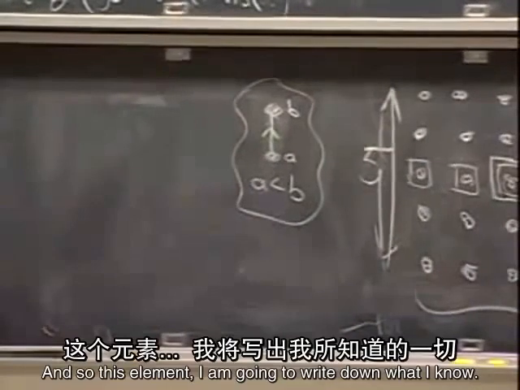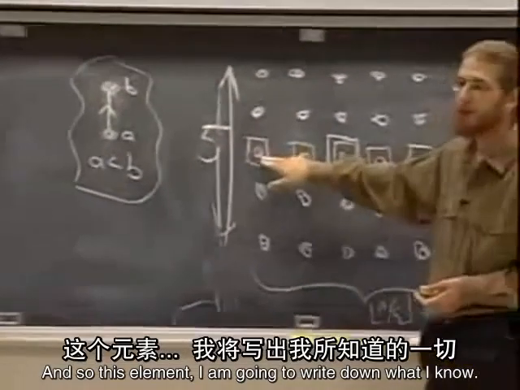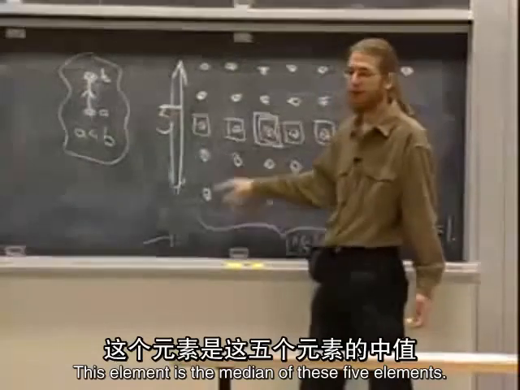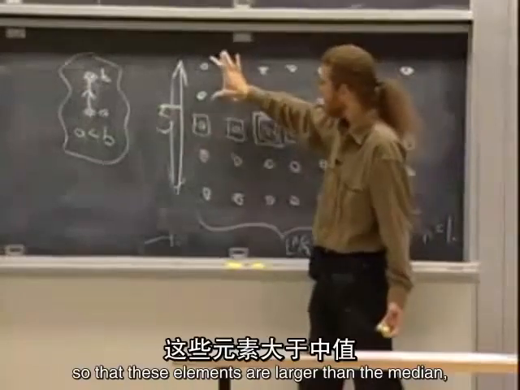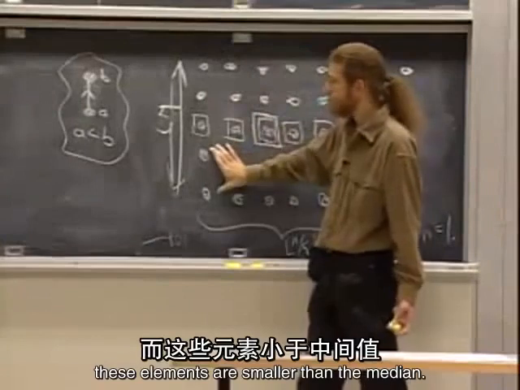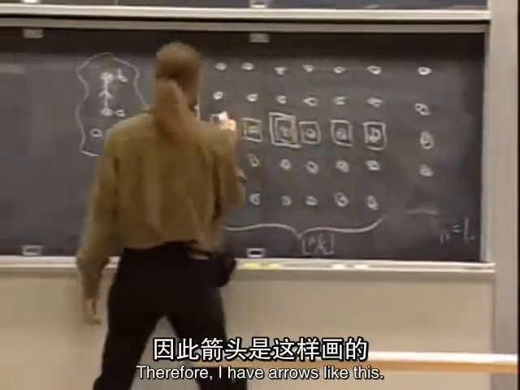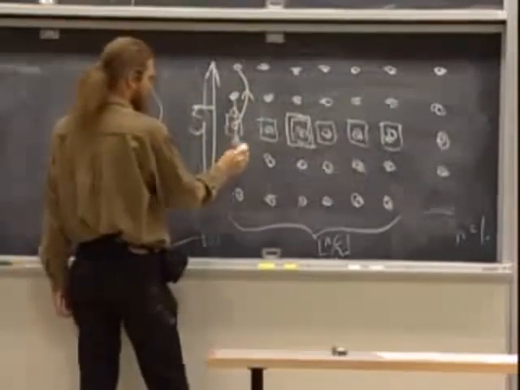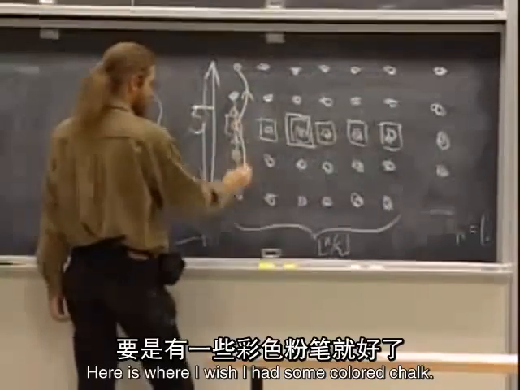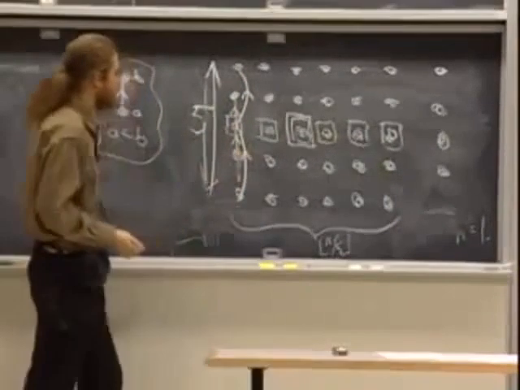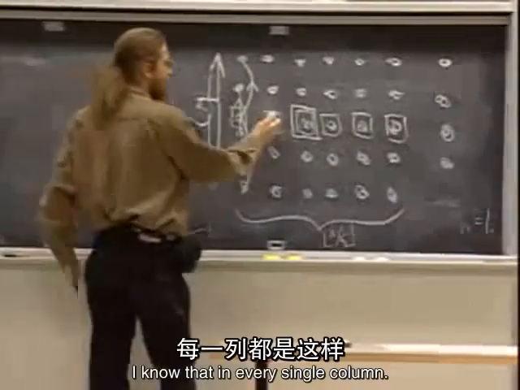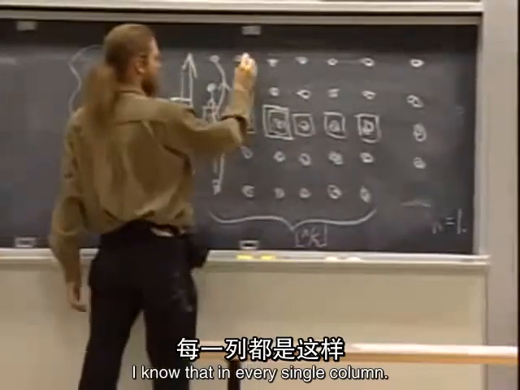Okay? And I'll suppose that, so this element, I'm going to write down what I know. This element is the median of these 5 elements. I'll suppose that it's drawn so that these elements are larger than the median. These elements are smaller than the median. Therefore, I have arrows like this. Okay, here's where I wish I had some colored chalk. This is just stating this guy is in the middle of those 5 elements. I know that in every single column.